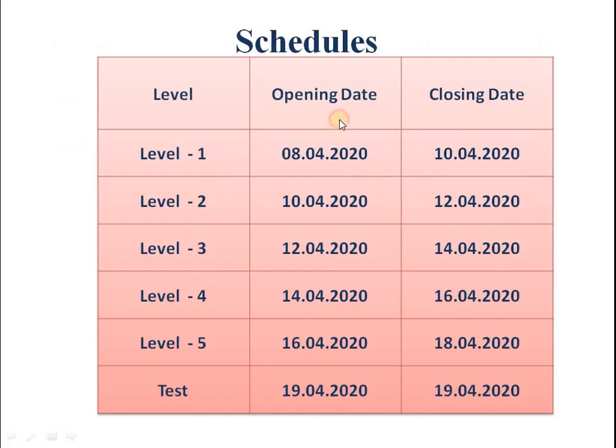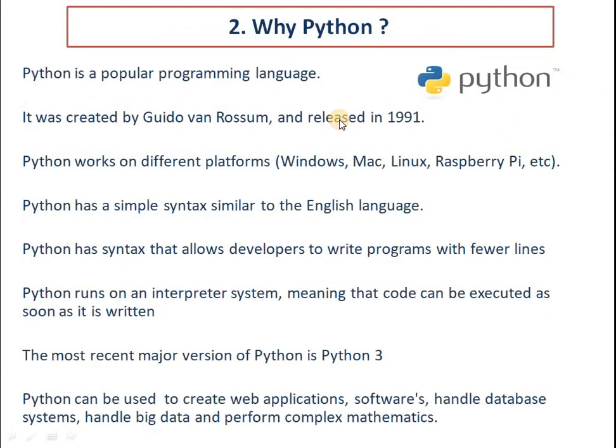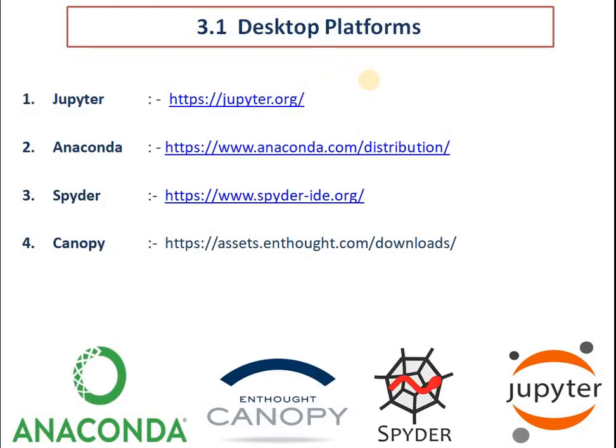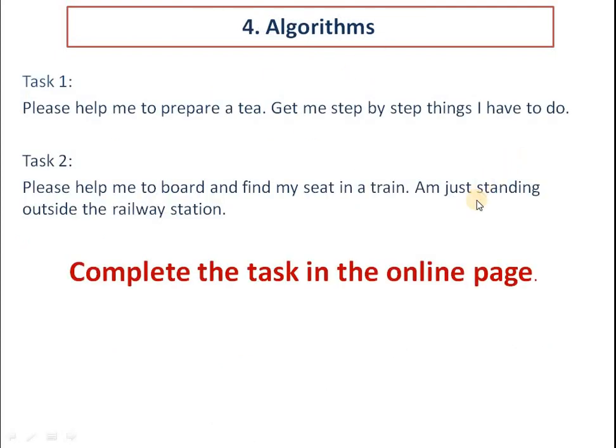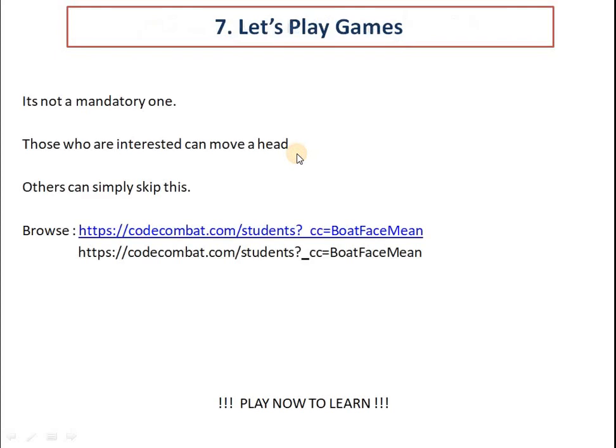So in the first level we had discussed the basic things like introduction to programming and a cup of tea, then what is the need of Python, why we are using Google Colab, and various platforms where we can install it on our desktops and run. Then we discussed algorithms. It was the instructions given in a step-by-step manner. Then we discussed various algorithms. You have done certain tasks also as a part of level 1, and then we had explored Google Colab. We had played a game over here, which was a good thing to get introduced into Python.